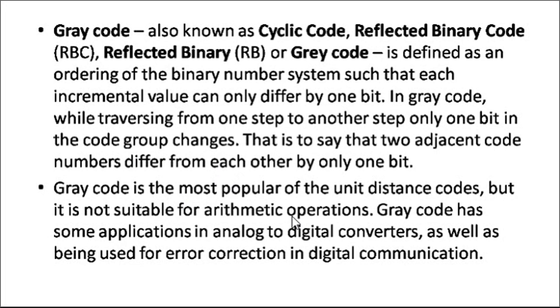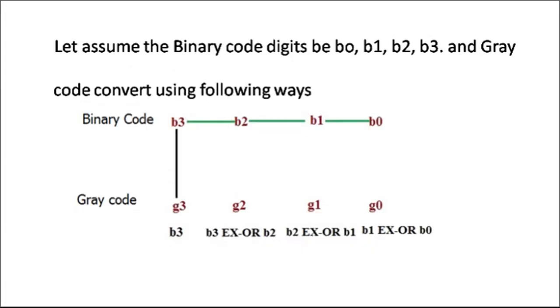Gray code is the most popular of the unit distance codes, but it is not suitable for arithmetic operations. Gray code has some application in analog to digital converters, as well as being used for error correction in digital communication.